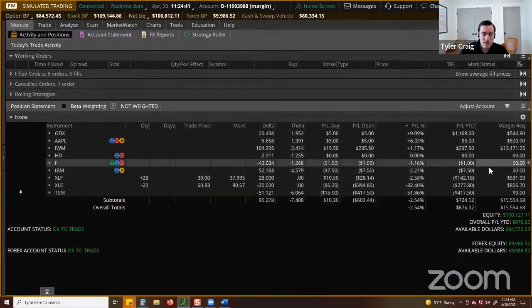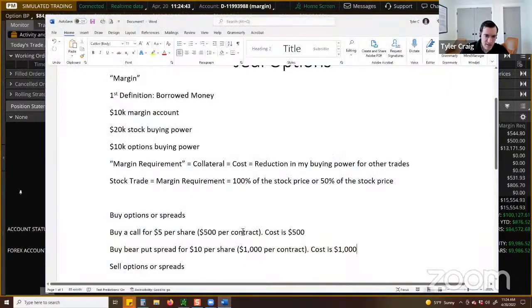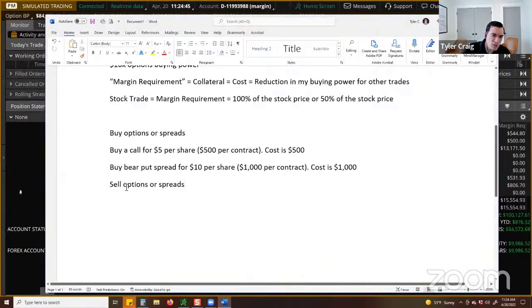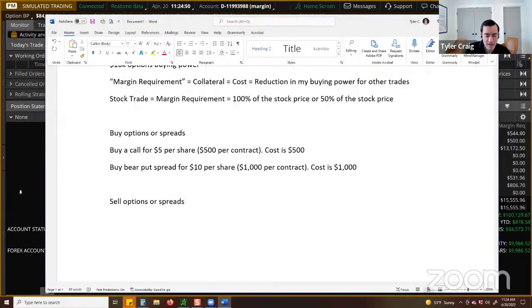Well, zero. Where it gets interesting, and this is the final piece here, is when you sell options or you sell a spread. So let's talk about selling a naked option. If you sell a naked put, usually they only require maybe 10 to 20% of the stock price. So the initial margin required, AKA collateral, AKA cost, is usually maybe 10% to 20% of the stock price.